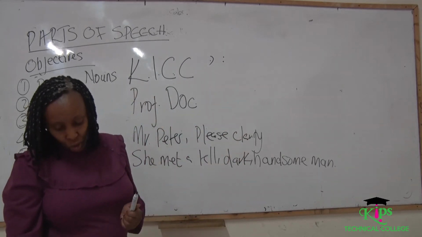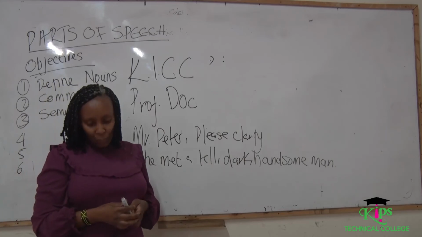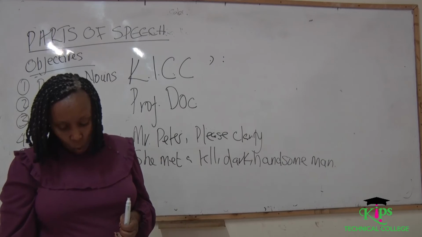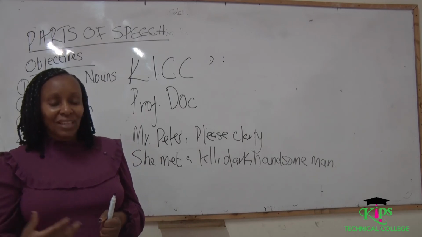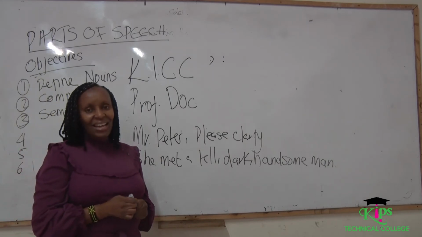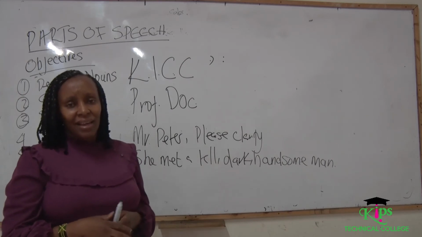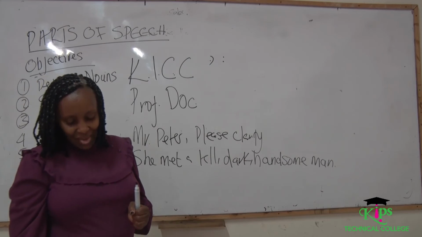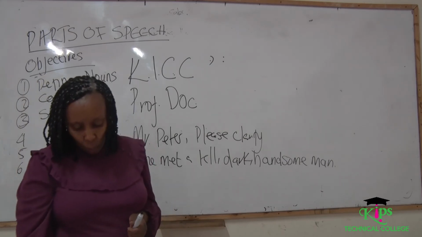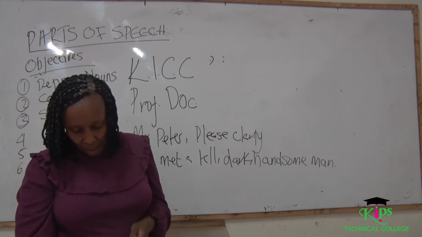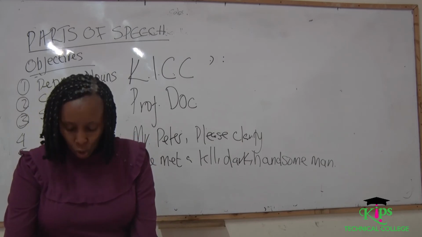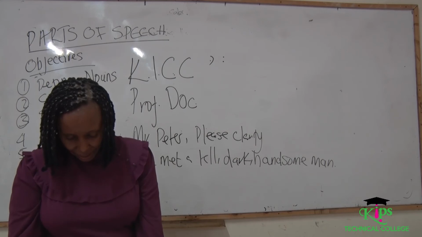Of course, you've got the question mark. A question mark is meant to indicate a question. For example, where has she gone? You put the question mark to indicate that there is a question. We've got the apostrophe, the dash, the capital letters, etc.